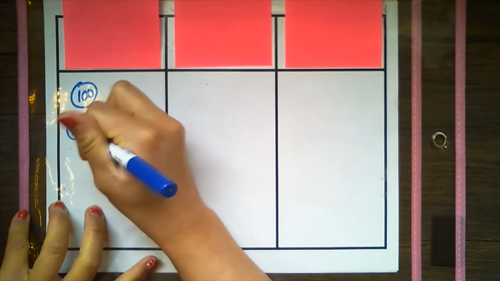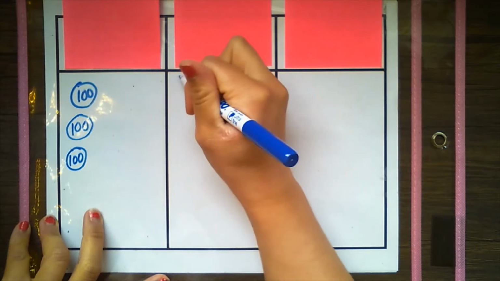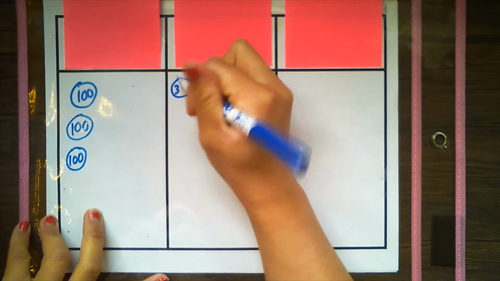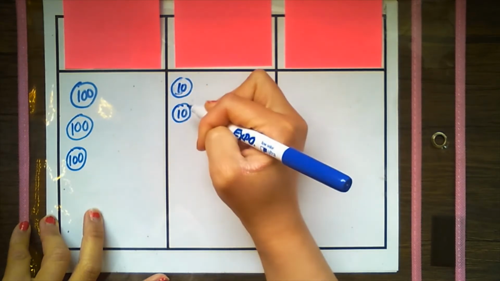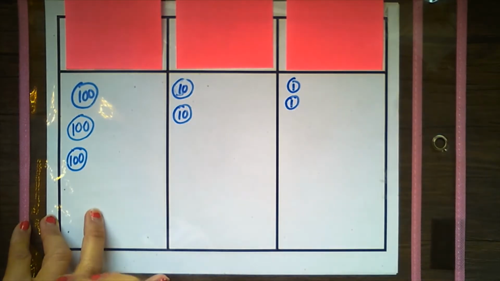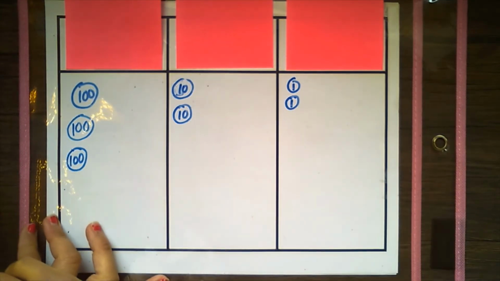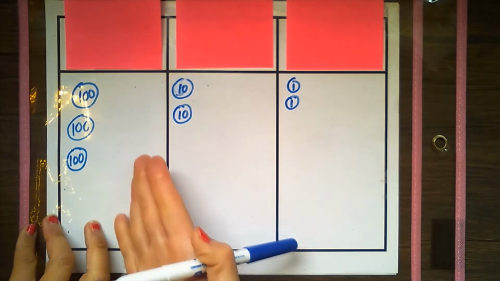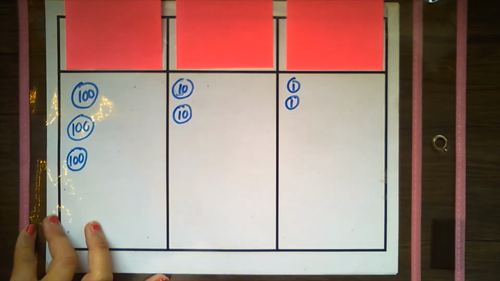100, 200, 300, 310, 320, 321, 322. What is the value of the number on my blank place value chart here? Tell me the value. Great job. 322. Excellent. Let's try another.